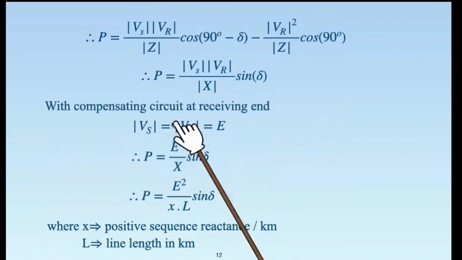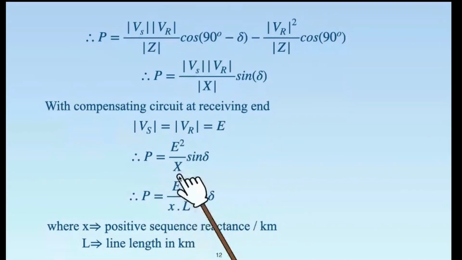So this equation, P is equal to E square by X sine delta, can be further simplified by putting the total reactance of the transmission line as reactance per kilometer multiplied by the number of kilometers, because lines running several hundreds of kilometers are there. Okay, so line distance is quite a deciding factor as far as the power transmission capacity is concerned.